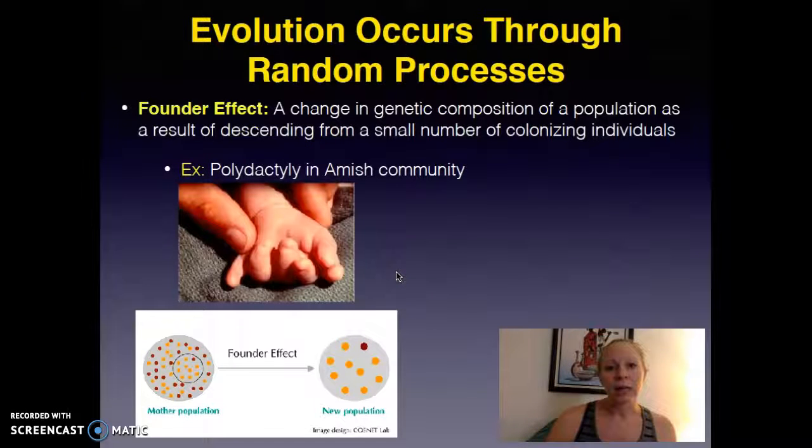And finally, the last random process is the founder effect. This is what happens when we take a small sample of a population and for some reason we remove that population and place it somewhere else. Let's say a small portion of birds are moved to an island and they're going to reproduce.